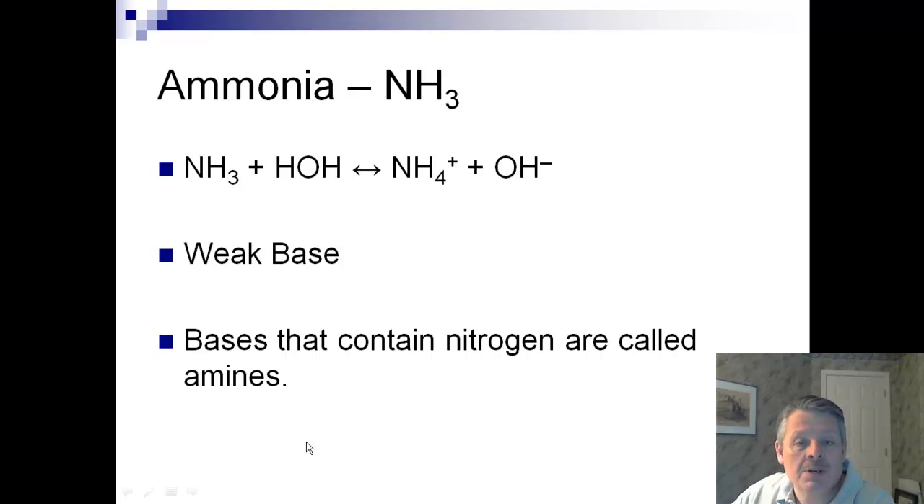Right, ammonia is another example of a weak base. And bases that contain nitrogen are called amines. So how is this a base? Well, let's look at what happens. The hydrogen from the water will come over here to the NH3, and it will form an ammonium ion. That's one of the ones you had to memorize off your ion chart, NH4 with a positive charge, which leaves behind an OH with a negative charge. So it is producing a base. There's hydroxide in the water that is a base. So that is how you know you have a base.